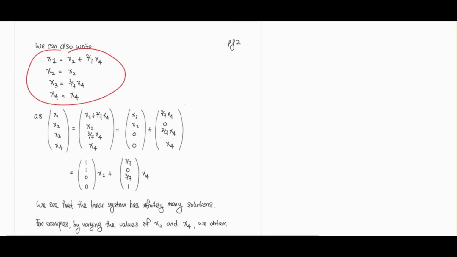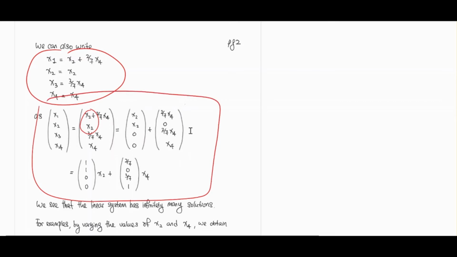Once we have that, we can also regroup all the x2 and all the x4 like this, and write our solutions in this particular vector form. This is what we call a vector form. I'm assuming that you know how to multiply matrices or scalar multiply matrices and stuff like that. If not, this will make a lot more sense after section 1.3.